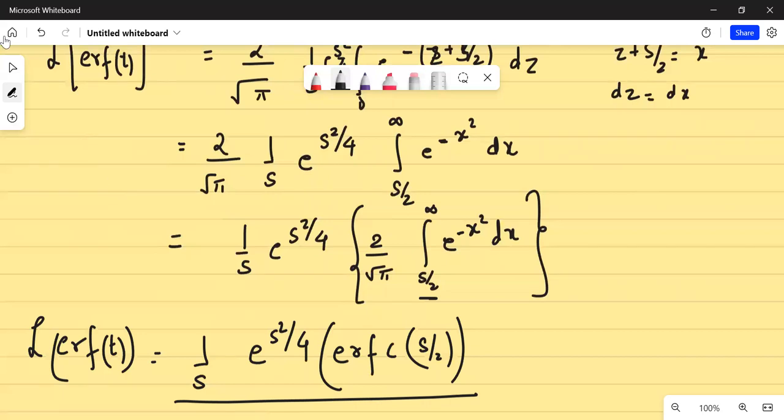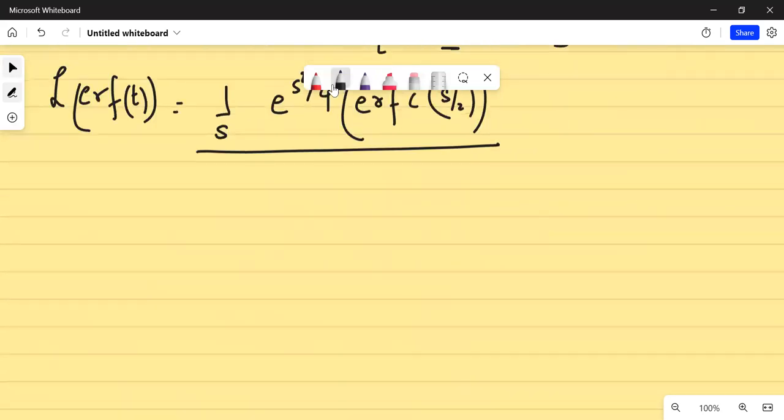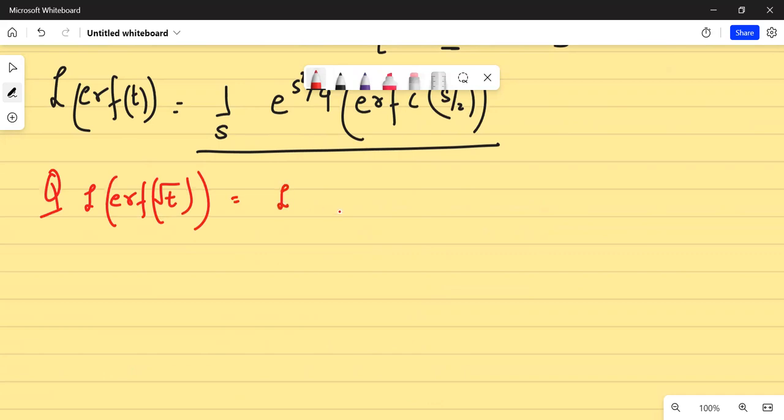Okay, so this is one. Now, what should I do? Let's do one thing. Try to find the Laplace transform of the error function of root over t. So it is equal to the Laplace transform of 2 upon root over pi, integration from 0 to, instead of t, I'll write root t here, e to the power minus z square dz.